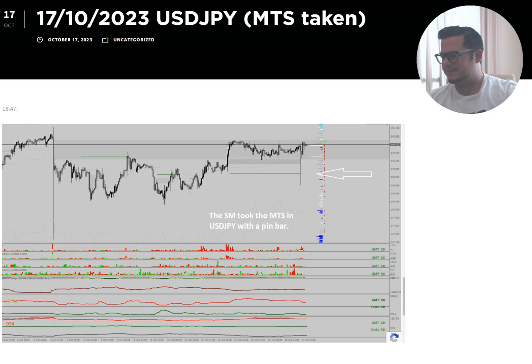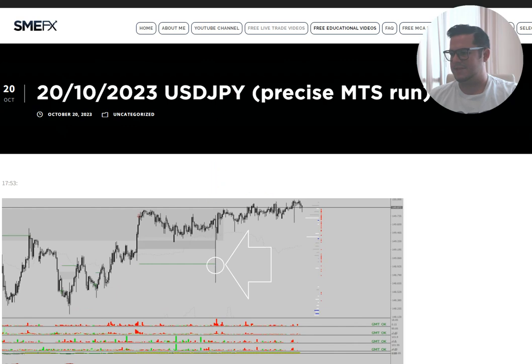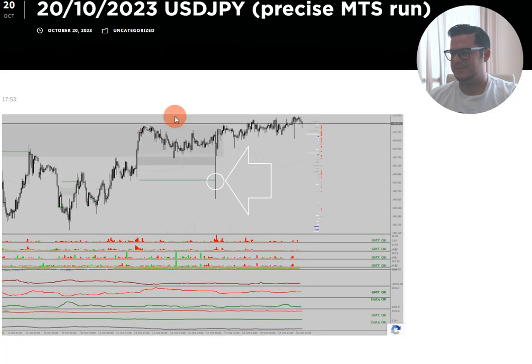Memorize this screenshot, ladies and gentlemen. Look at that. Boom, taking the MTS with a pin bar, and then immediately going back up because shorties are in the market and filling the order gap zone. This is what the causality is about.